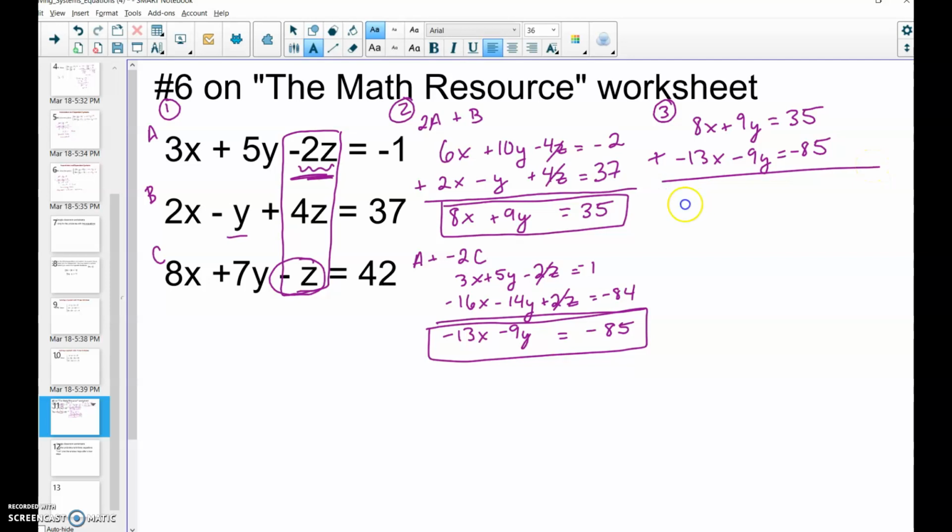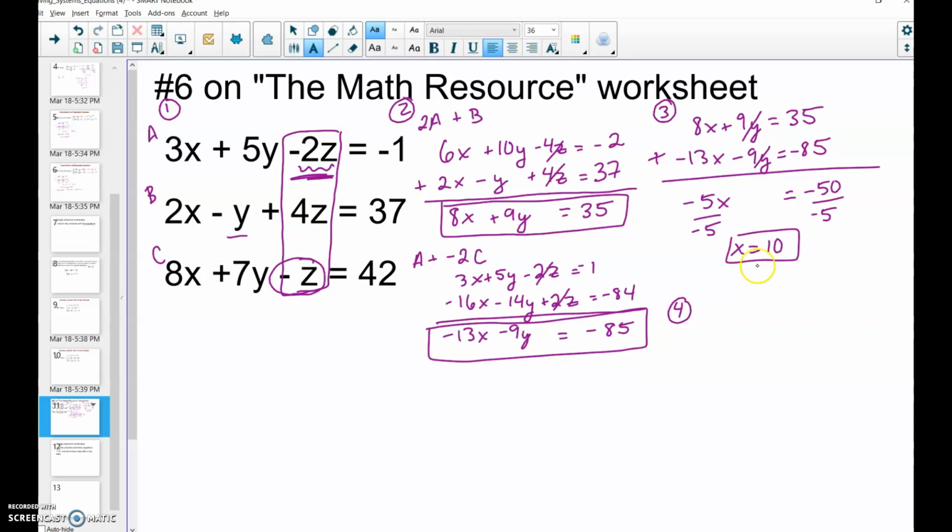So I have a -5x, my y's cancel out. And then when I add 35 and -85, I'm left with a -50. So I'm going to solve for x. So x gives me 10. All right, so step number 4 now. And I'm going to write these steps kind of in the order of the graphic organizer.